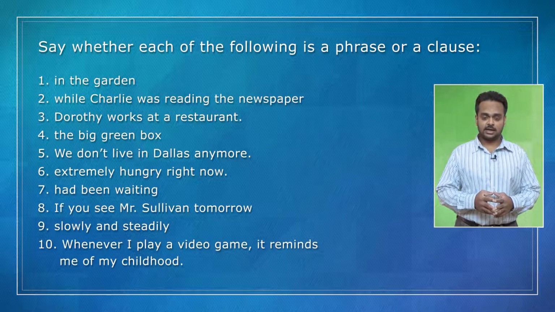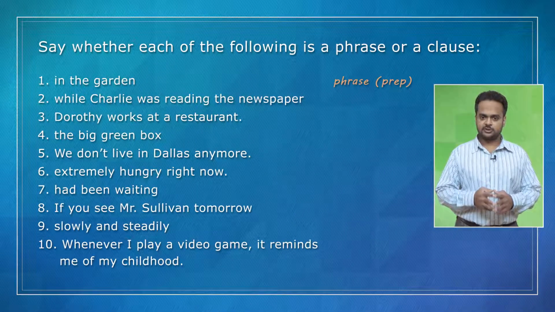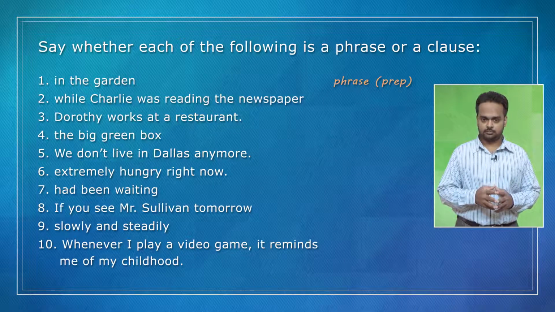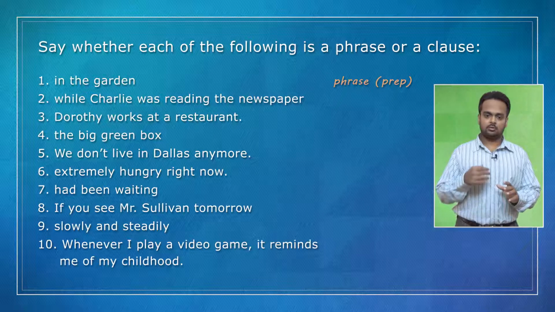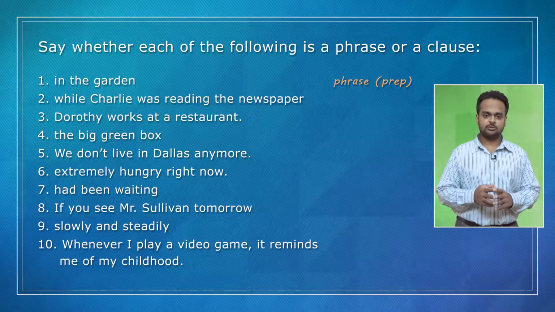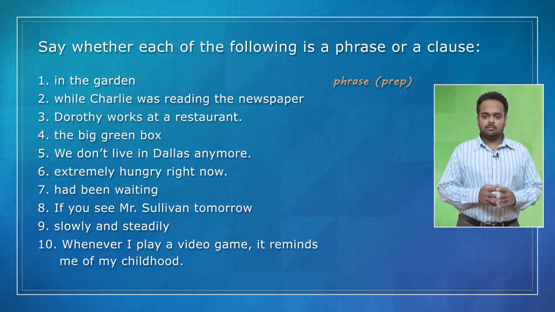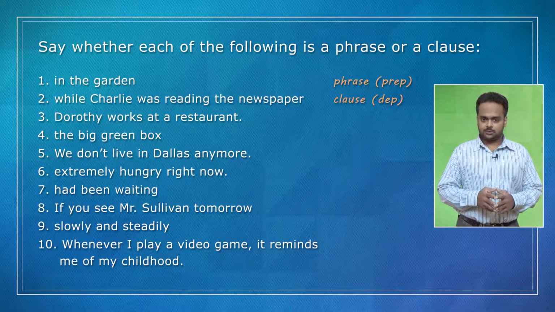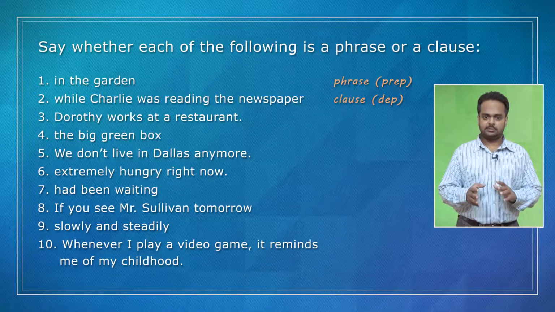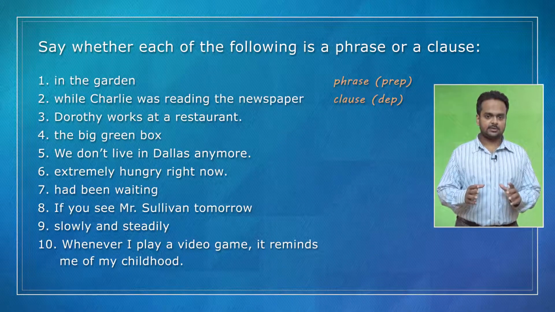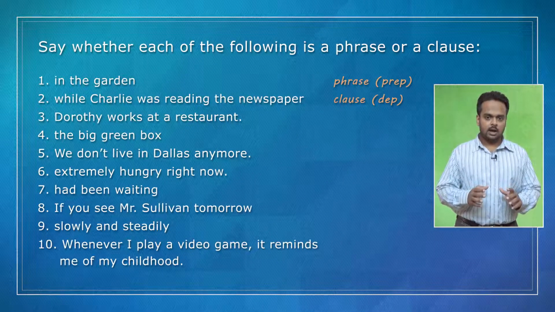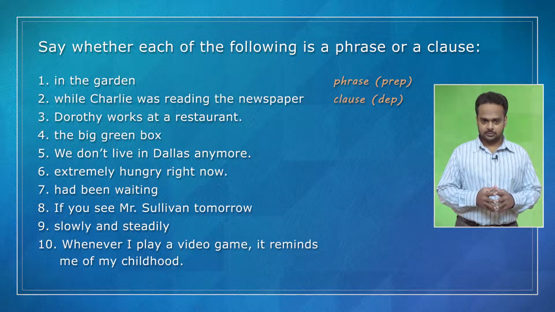Okay, let's discuss the answers. Number 1, in the garden, is a phrase because there's no subject-verb combination. And it's a preposition phrase because it tells us about a place using the preposition in. Number 2 is a clause. It has a subject, Charlie, and a verb, was. This is a dependent clause because it starts with while and it's not a complete sentence.